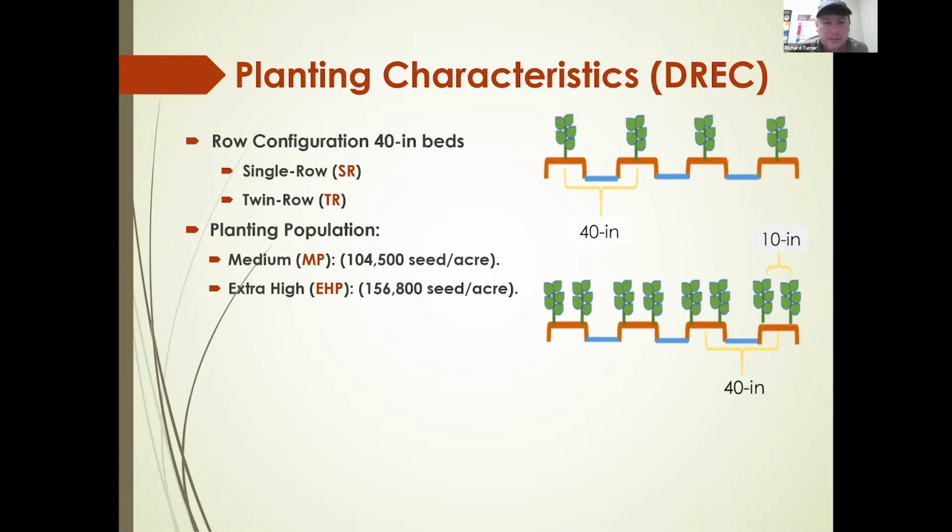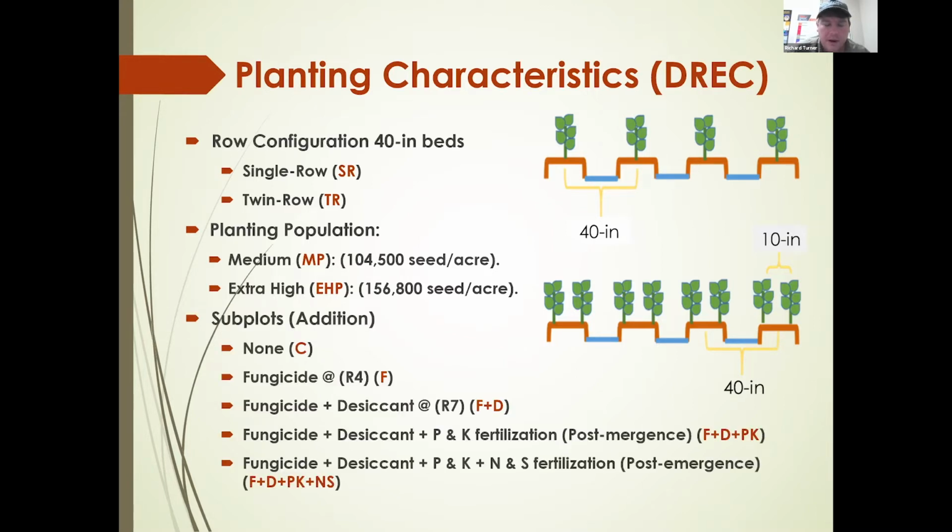Planting populations for this study will be designated medium and extra high, and those seeding rates, designated for each of those, were determined on the amount of seeds that are planted per foot. So medium comes out to 8 seeds per foot, and extra high comes out to 12 seeds per foot.